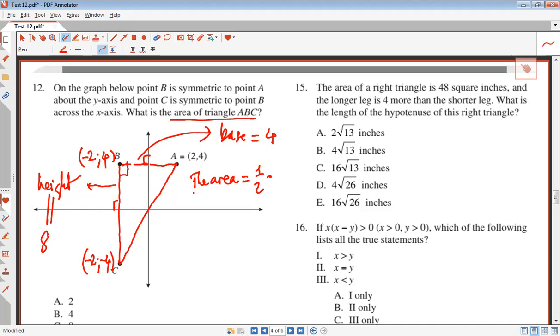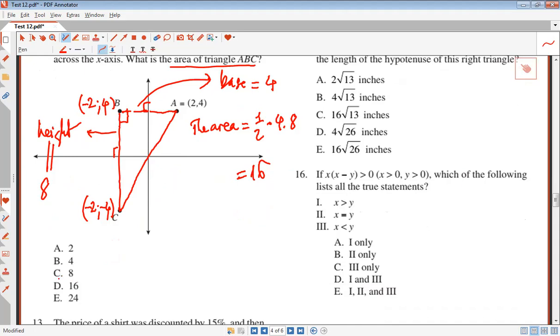We can write the area equals one half times 4 times 8. It is 16. Option D.